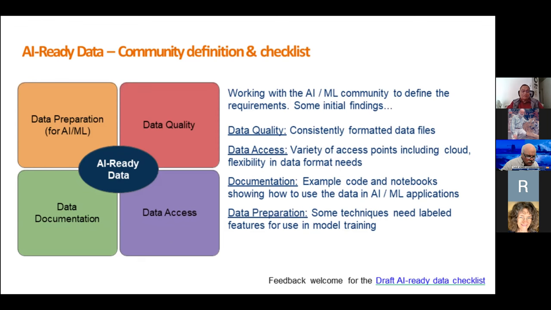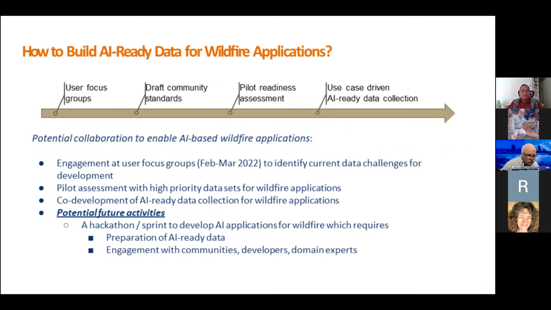Since it's a cross cluster collaboration, I just want to use this timeline of our effort on AI ready data to provide some brainstorming ideas that we can work on together. Right now we are moving from the AI ready data survey to a user focus group to identify the key factors for AI ready data. With that user group's outcomes, we would draft the community standards and develop pilot readiness assessments with different data providers like NOAA, NASA, USGS, and the UK Met Office. The last step in the next 2 years would be use case driven AI ready data collections, coming back to the wildfire applications, where AI can be a powerful tool.